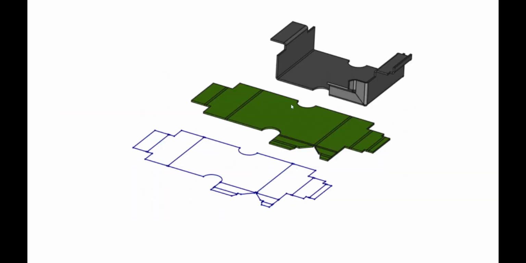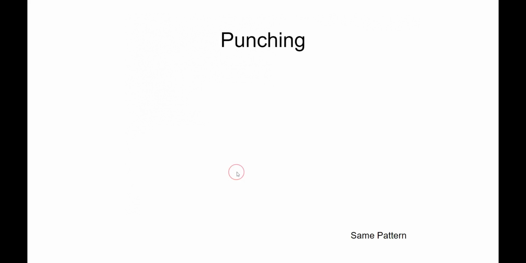So, in a way, we have a flat sheet, we cut it in a flat shape, and that flat shape is folded up into the desired shape. So this is what we have got so far.